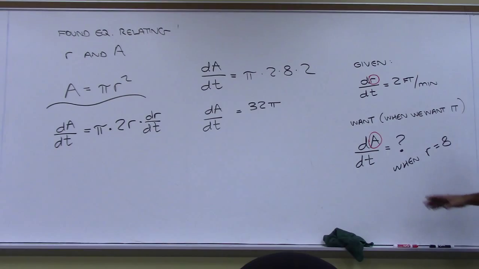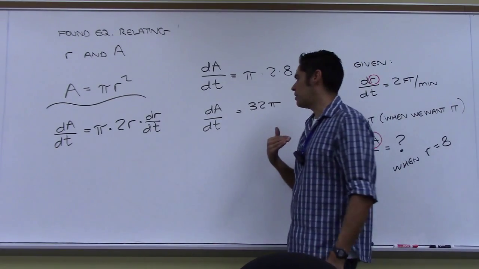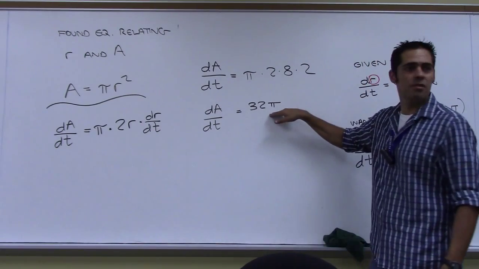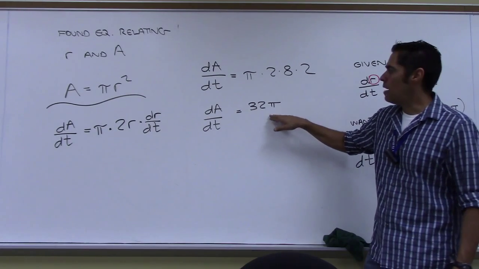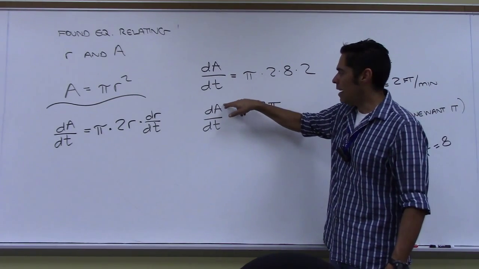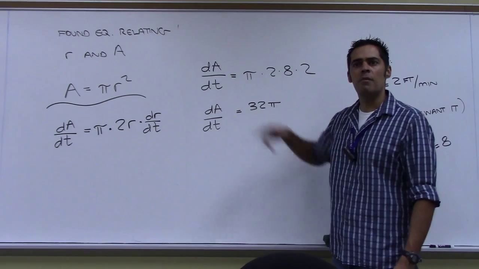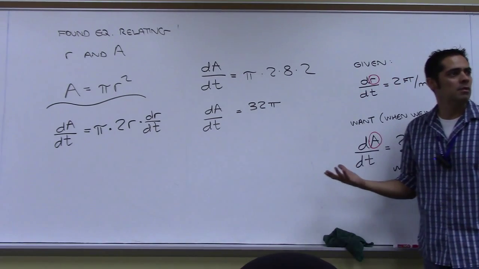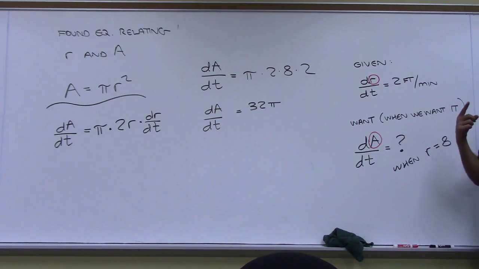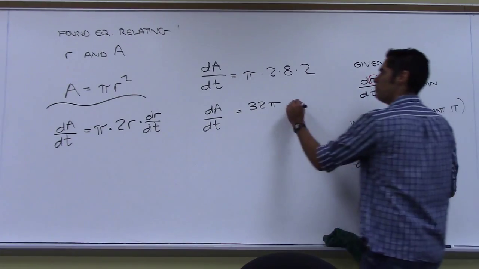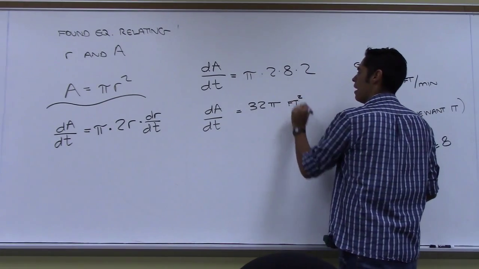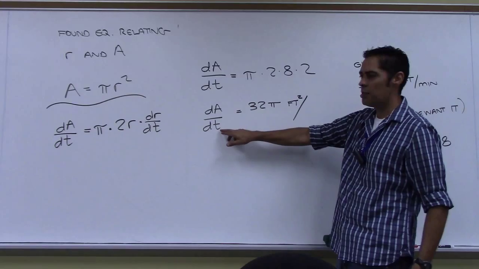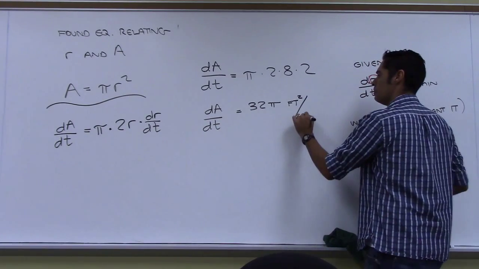Don't let me forget. The reason why I don't keep track of units is this. I know that this answer is a rate, don't I? I know it's the rate of area over time. How would you measure area in this problem? Well, what's your unit? Feet? So square feet. So this would be feet squared per, what's your measurement of time? Minutes.